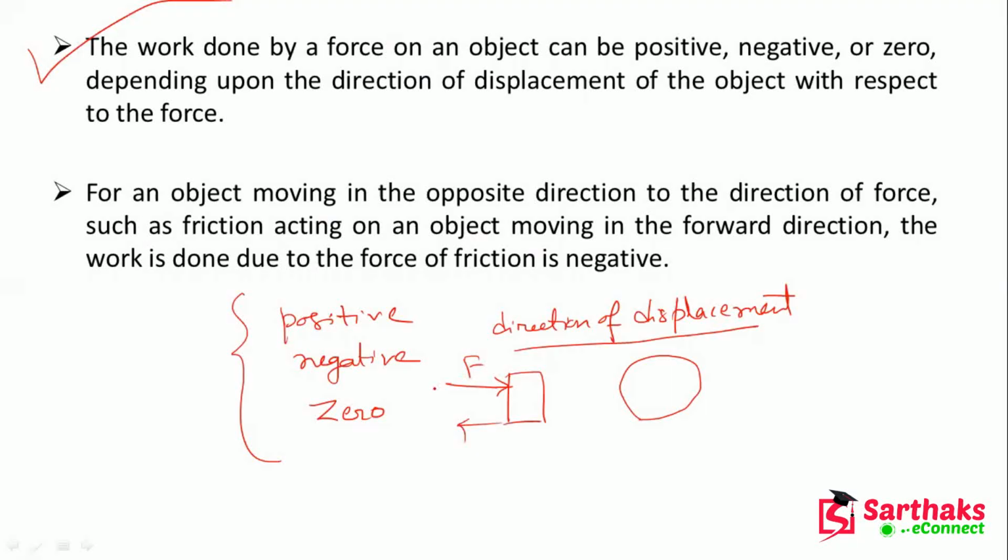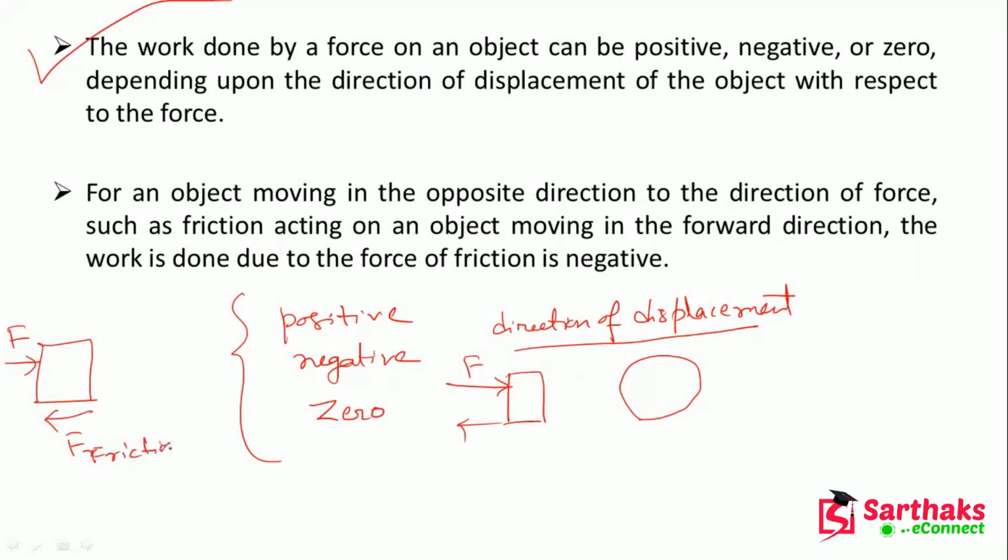For any object moving in the opposite direction to the direction of force, such as friction acting on an object moving in the forward direction, the work done due to the force of friction is negative, right? So here also the force of friction is very, very important. I am applying some force, but the force of friction, as you know, if this is an object and I am applying the force in this direction, the frictional force will be in the opposite direction.